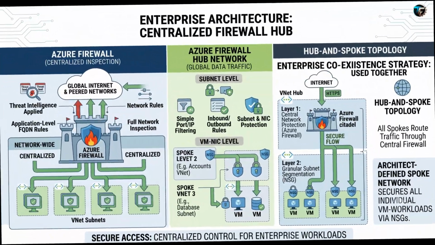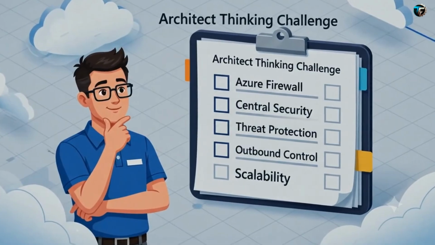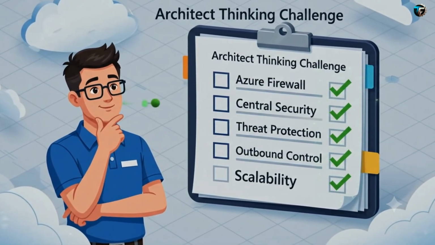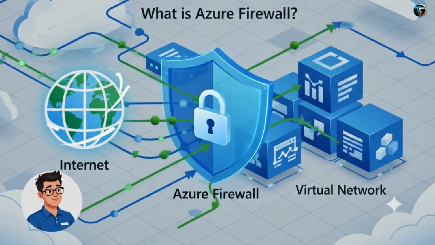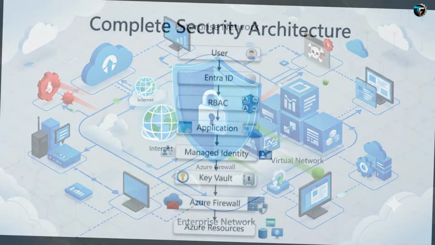Large organizations usually place Azure Firewall inside the hub virtual network. All spoke networks route their traffic through this central firewall. This architecture simplifies security management across hundreds of applications. Solution architects don't deploy a firewall because Azure offers one. They deploy it because enterprise security requires centralized inspection, monitoring, and control of network traffic.